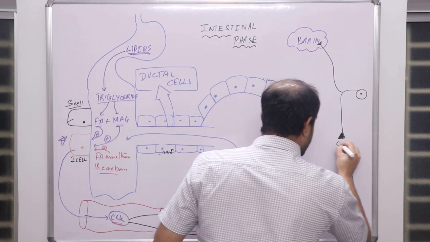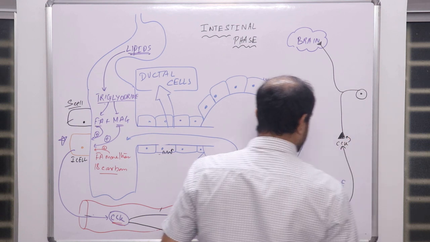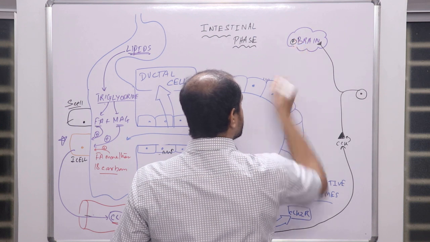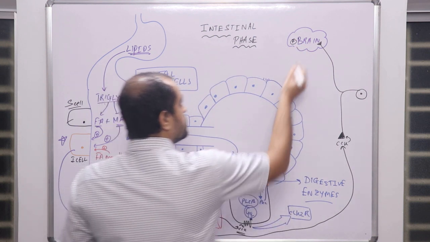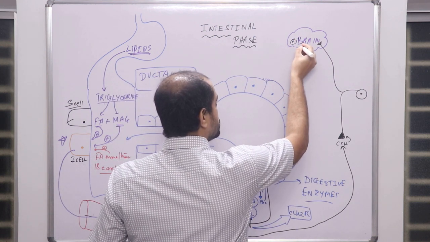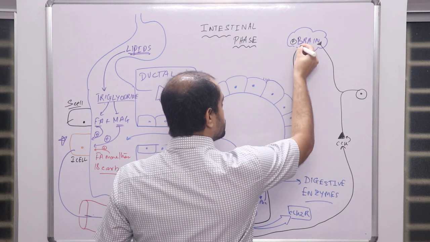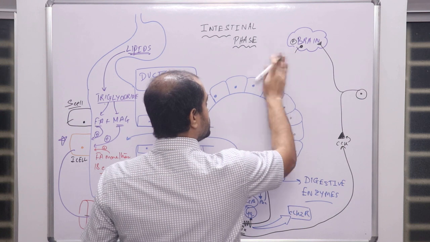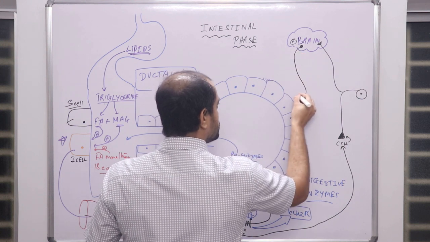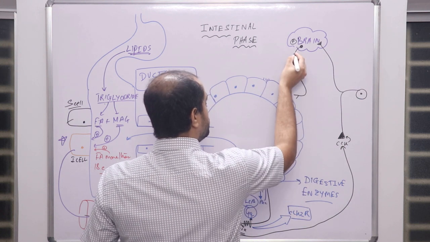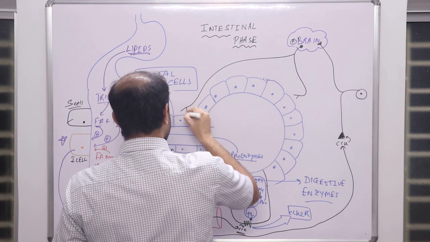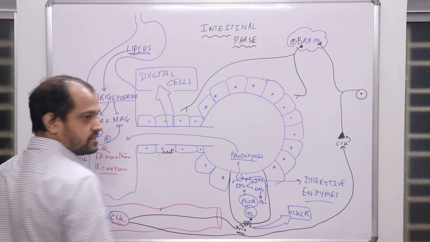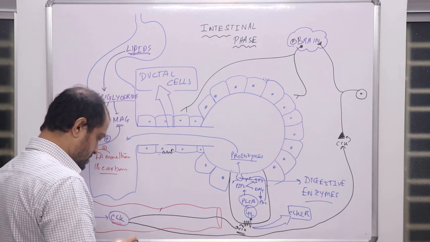Now, when CCK acts on these receptors, then the brain gets activated, right? And via the vagus nerve, now listen with all your attention, via the vagus nerve, the brain will now activate both acinar as well as ductal cells. Clear? This is very interesting.